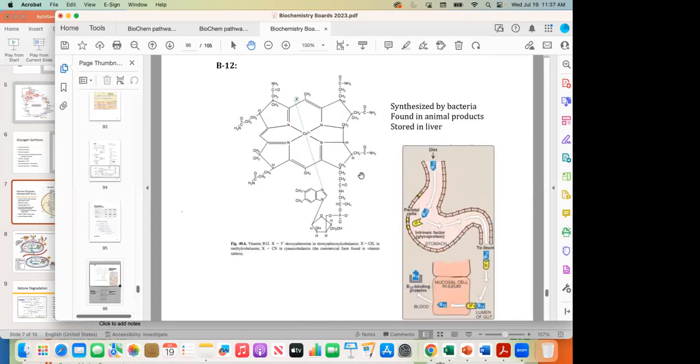B12 here, we are seeing B12, it'll be synthesized by bacteria, it's found in animal products, and it's stored in the liver. So when we eat B12-containing products in our diet, and parietal cells from our gut secrete intrinsic factor, we're able to bind these two together. It creates a glycoprotein, a sugar protein, and we're able to actually absorb this in the ileum. We're able to take it through our mucosal cells. Essentially, intrinsic factor is the binding agent.